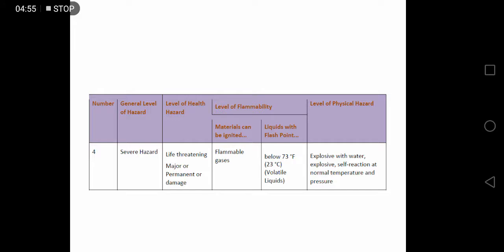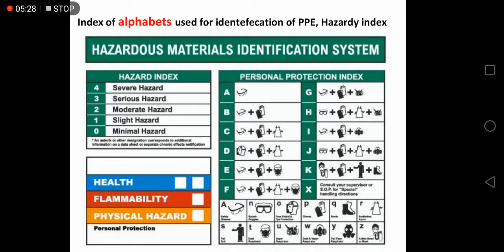Similarly, number 4 represents a severe hazard, meaning life threatening, major or permanent damage. These are flammable gases, so they can be ignited below 73 degrees Fahrenheit. These are volatile liquids, so they are flammable, explosive with water, and particularly explosive in self reaction at normal temperature and pressure. Here is the index of alphabets used for identification of personal protective equipment.